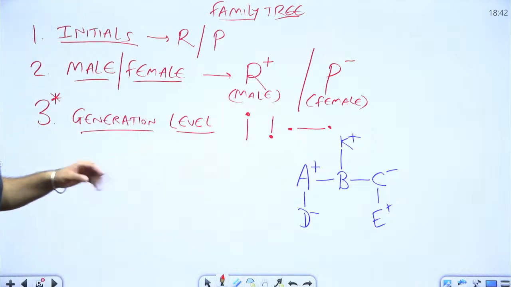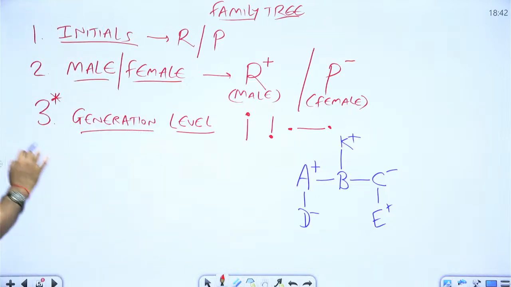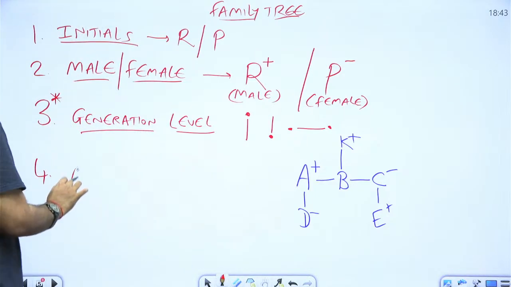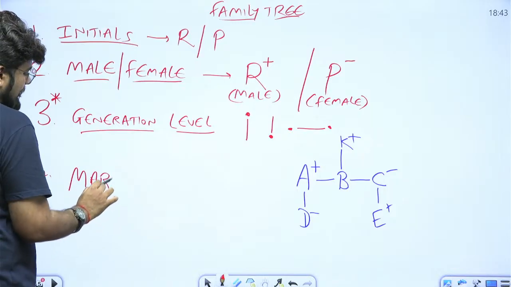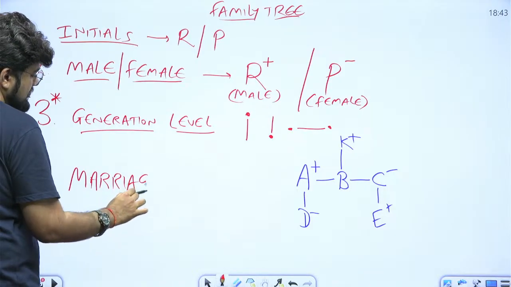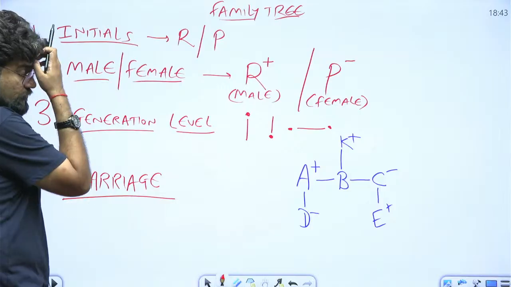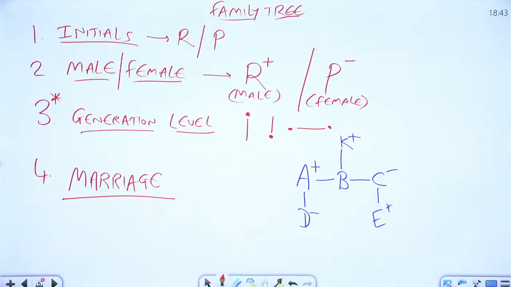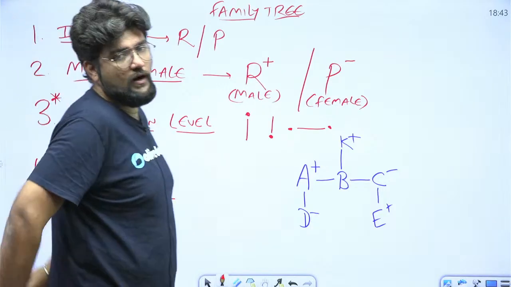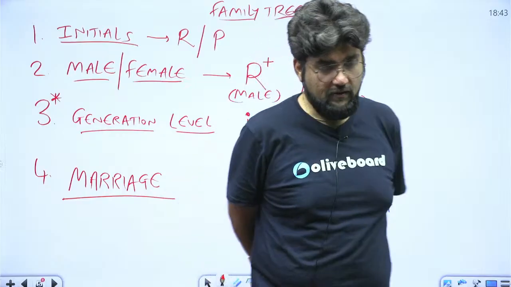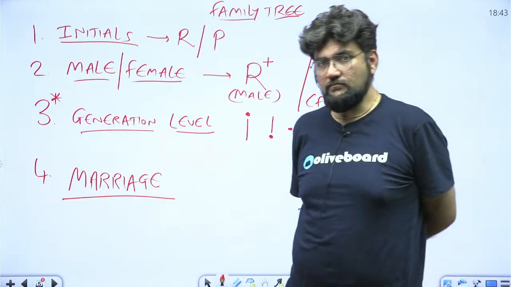But how do we depict that? How do we depict that? So the 4th point here is marriage. Now to depict a couple, exactly what happens is, a couple is also assumed to be on the same generation level. Now a lot of people tell me that, sir, there are couples who are, let's say, a few years apart. They may be 15 years apart.